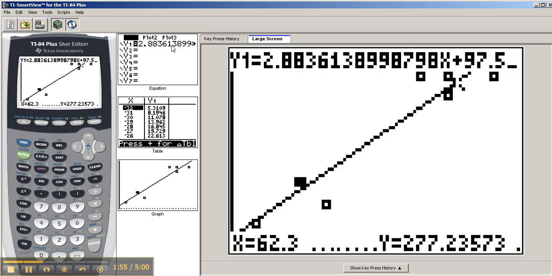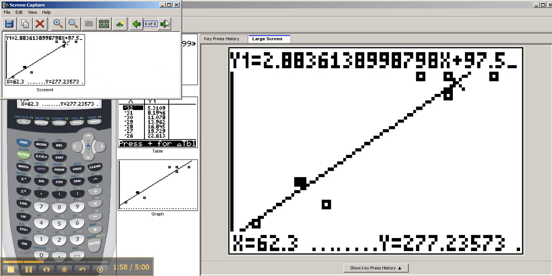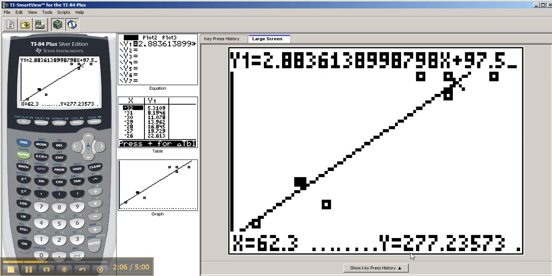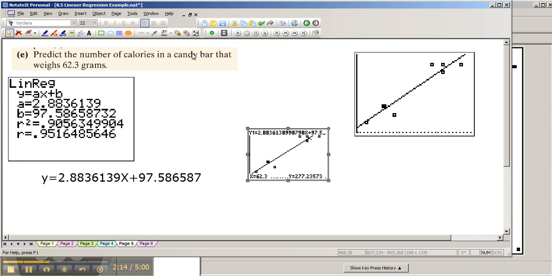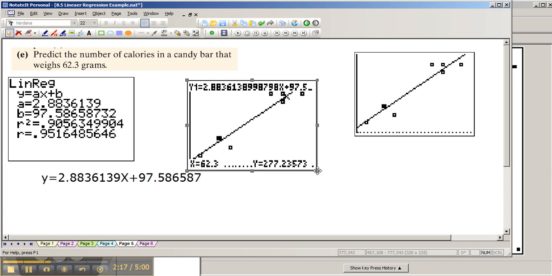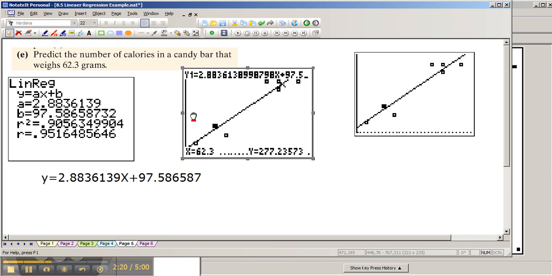And it gives us a y value down there at the bottom of 277.23. And that would be the number of calories, excuse me, not grams, that the candy bar will have if the weight of the candy bar is 62.3 grams. So we'll just put this graph on top of here, and the answer to this part E, predict the number of calories in the candy bar that weighs 62.3 grams, would be 277.23 calories, or 277 if you want to just round it. So that's the answer to that.